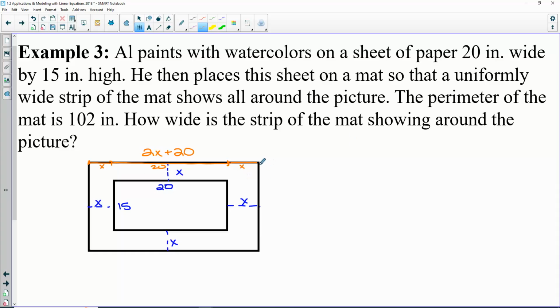Okay, we can do the same thing here. How far is it from here to here? X. How far is it from here down to there? And then that last little bit is x. So altogether, this side is 2x plus 15. And you know in a rectangle, your opposite sides are the same.